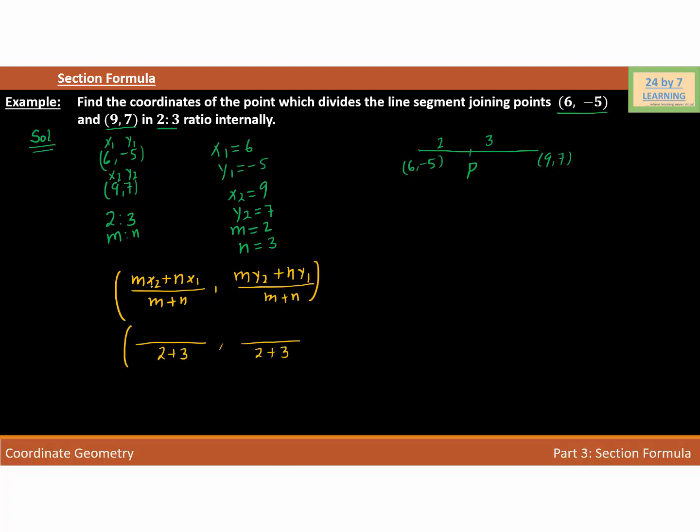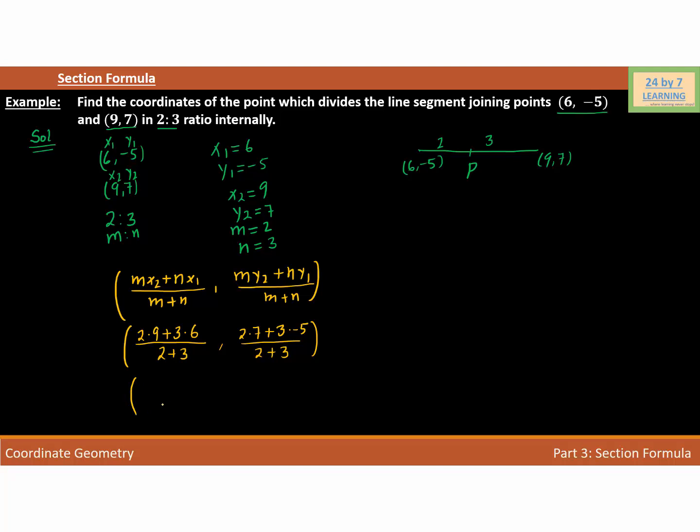Now let's first consider x. So I have m x2 and my m is 2. So I will write 2 times x2, which is 9. So I will write 2 times 9 plus n, which is 3, times x1, which is 6. Now let's consider y, and if we consider y, we have m y2. So my m is 2 times y2, which is 7, plus n, which is 3, times y1, which is -5.